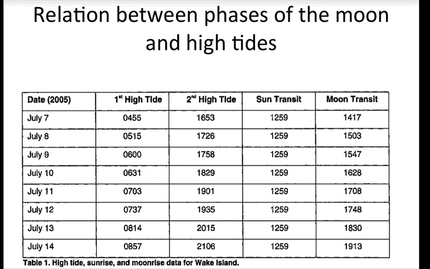And then we look at the moon transit. At what particular time of the day is the moon exactly south and at the highest altitude above the ground, the highest number of degrees above the horizon? Then it's going to go down and go towards the west. In this particular experiment, it was found that the moon transit was at 14:17, that means 2:17 p.m. on July 7, then 3:03 p.m., then 3:47 p.m., and so on. So maybe there is a correlation between the phase of the moon and the high tides.